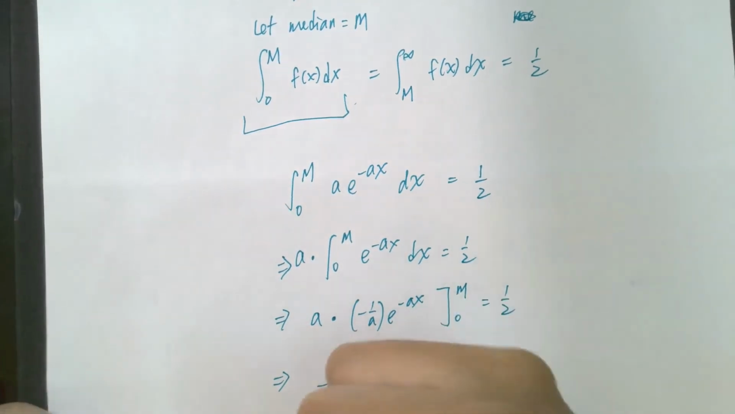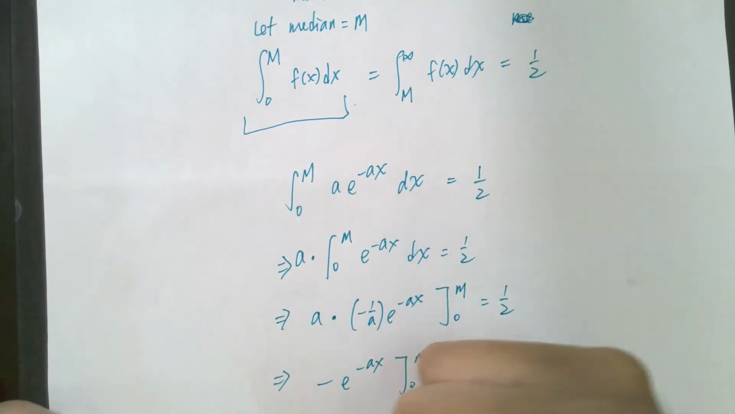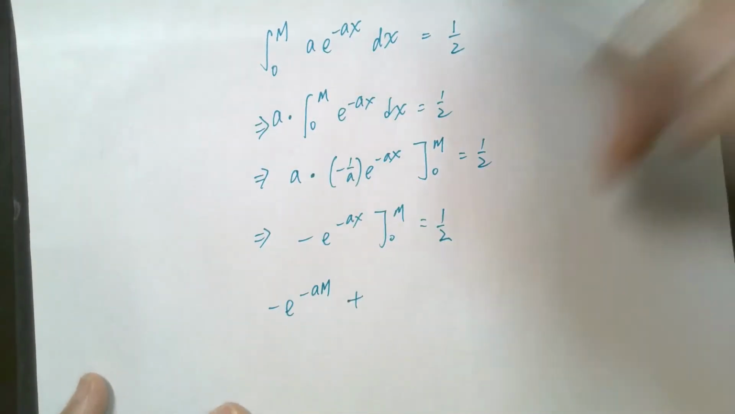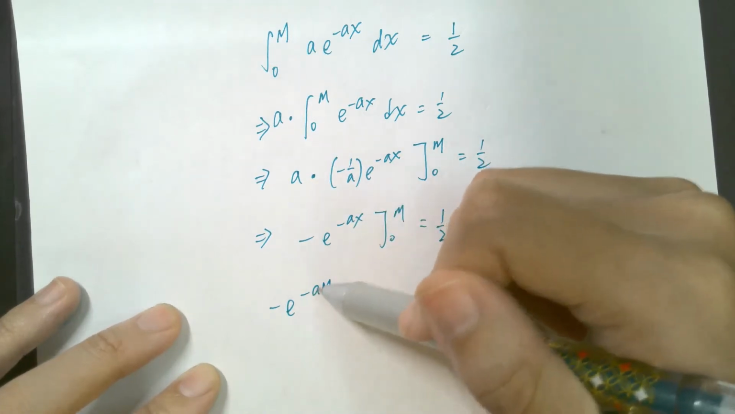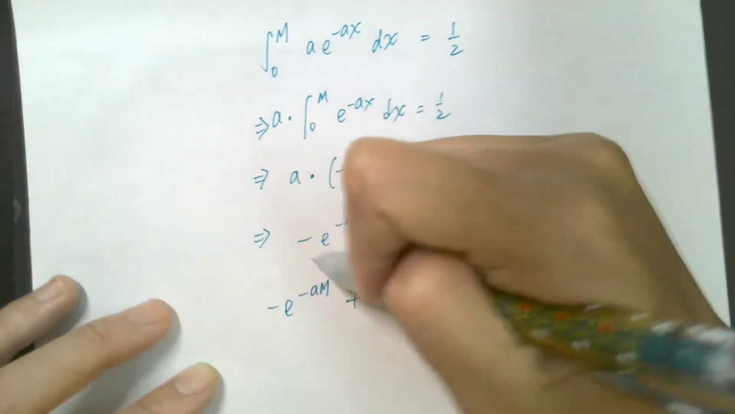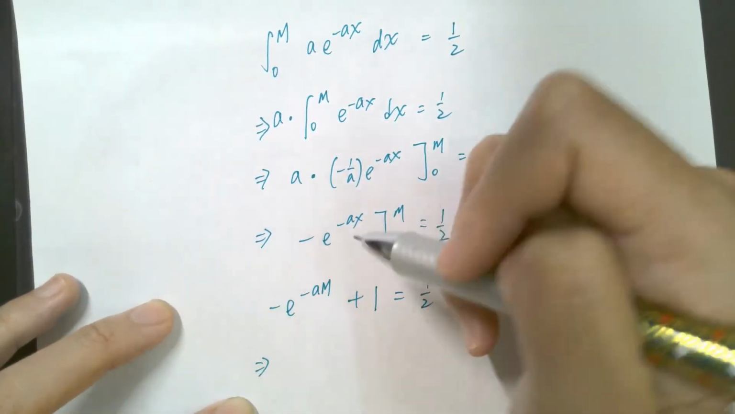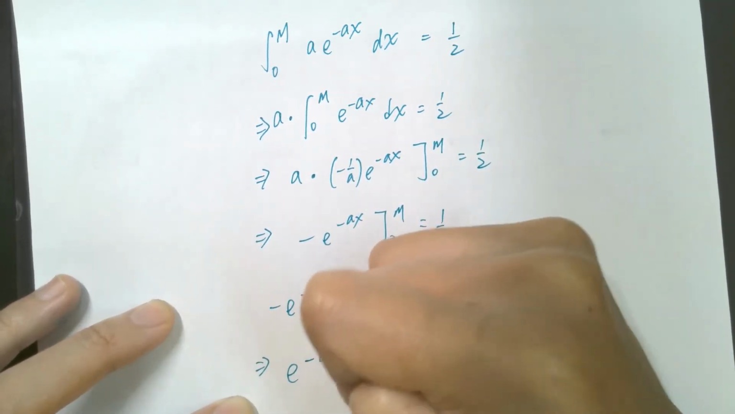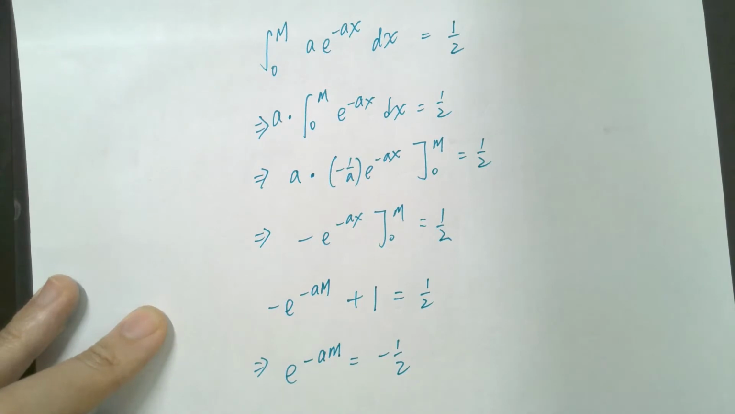And then we plug in m, right? Negative e to the negative a, we know the value of, and then plus, plugging in 0. Okay, so we have negative e plugging in x equals m: negative e to the negative am plus, when x is equal to 0, e to the power of 0 is just 1, so minus 1, it's just 1, should be 1/2, which is to say that e to the power of negative am is equal to negative 1/2, right? All right.